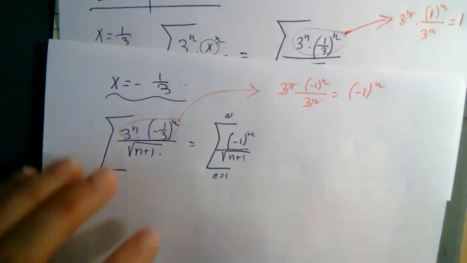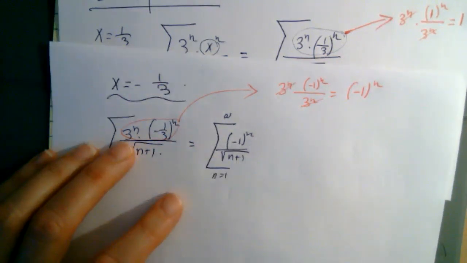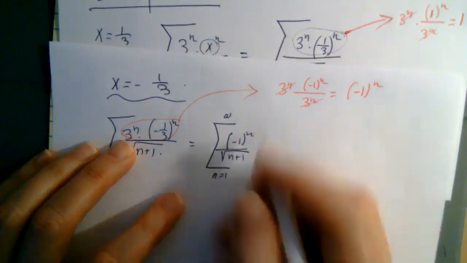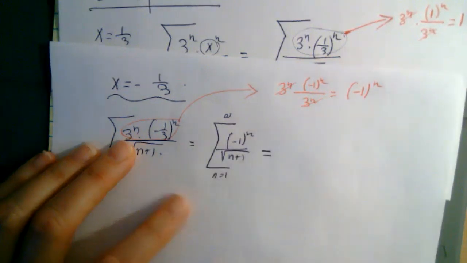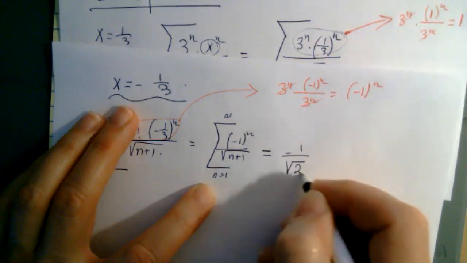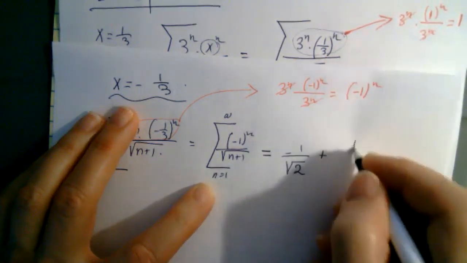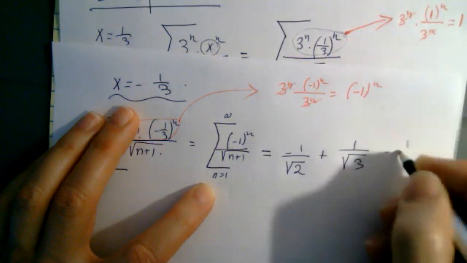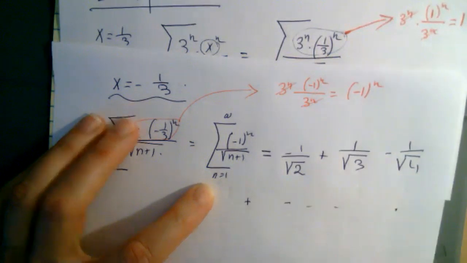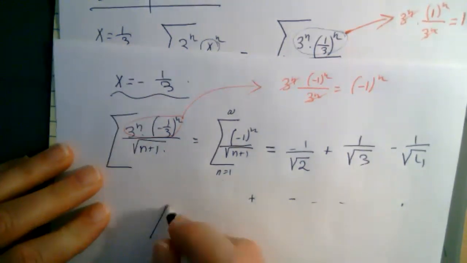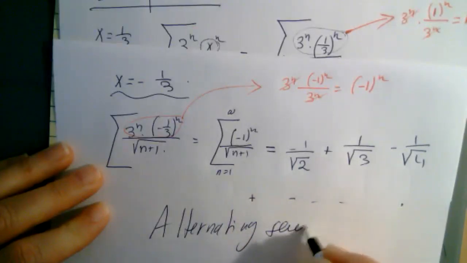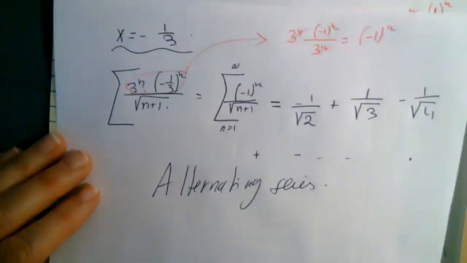Okay, absolutely correct. The minute I see this series, I should see an alternating series because I have minus 1 to the n. So when I write this up, as n is 1, minus 1 over the square root of 2 plus 1 over the square root of 3 minus 1 over the square root of 4 plus minus, etc. This is the type of series I'm going to have. So this is absolutely an alternating series.